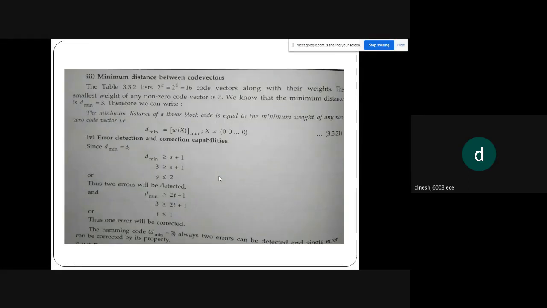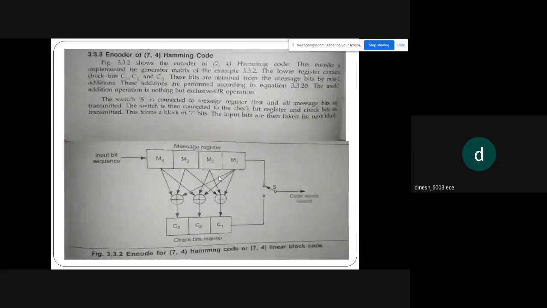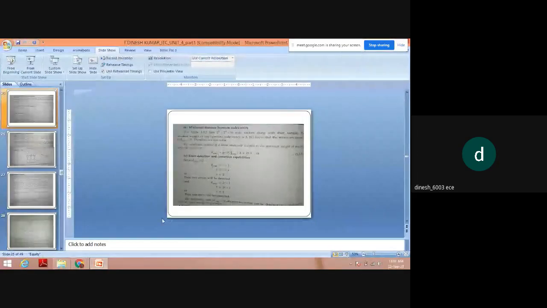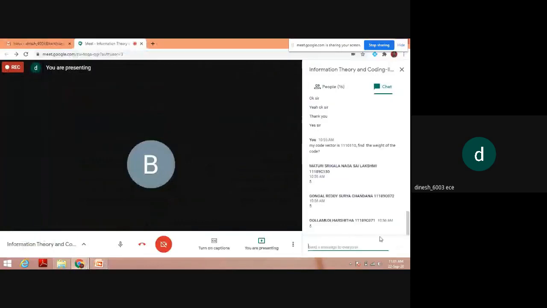So any doubts in this problem? Because it almost took 1 hour for this problem to be solved. Let me check in the chat box.